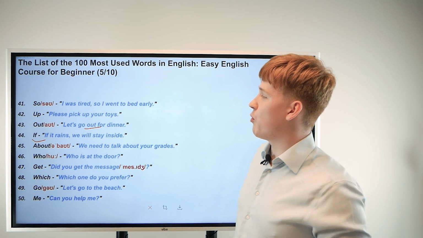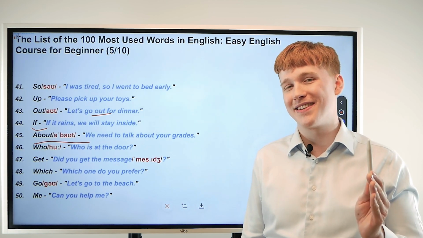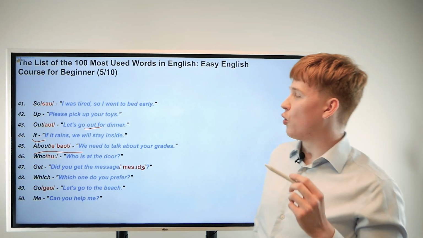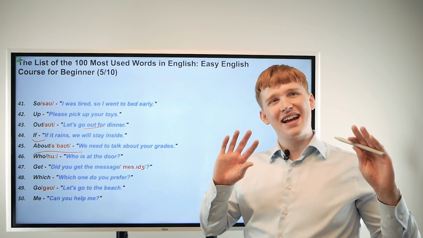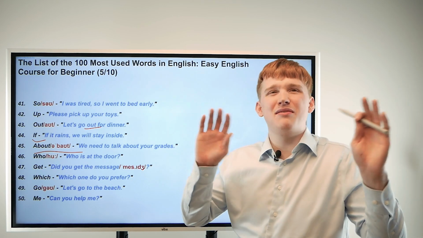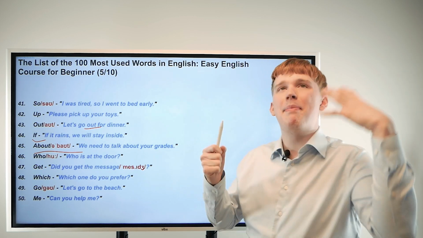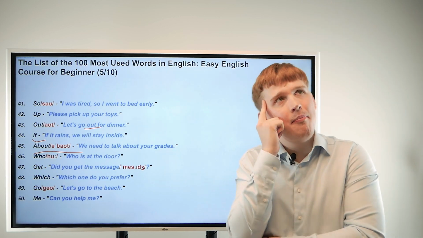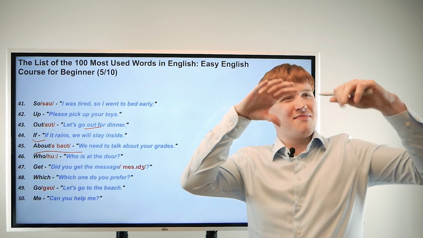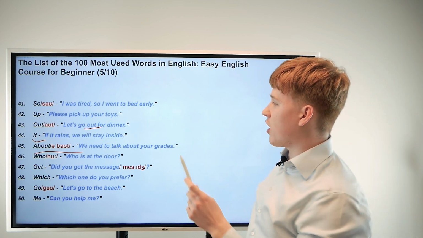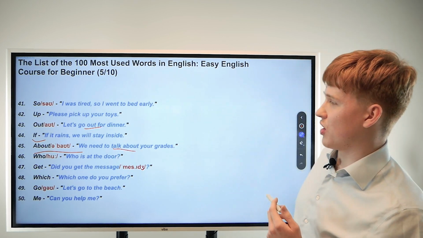Okay, so next up we have about. Can you say the word about? About. Nice one. So we need to talk about your grades. About is used when we're talking around the information of something. So I'm thinking about what I'm going to eat for dinner. So I'm thinking about the situation of that. We use this quite a lot. Let's talk about this, and let's talk about that.